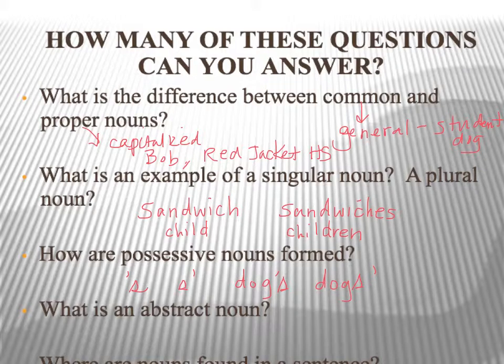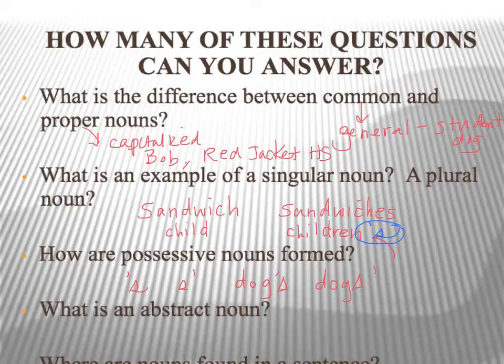And then if you have a word like children, if something belongs to the children, in this case, since it does not end with an S, we would add an apostrophe S on the end. So there are a lot of rules with possessive nouns, and again, dictionaries would be helpful with that.